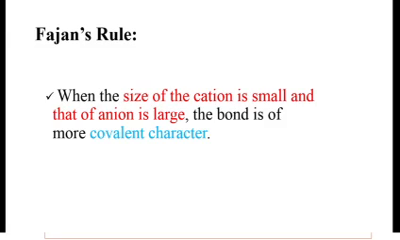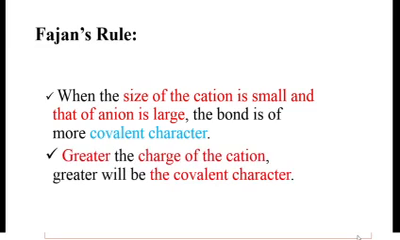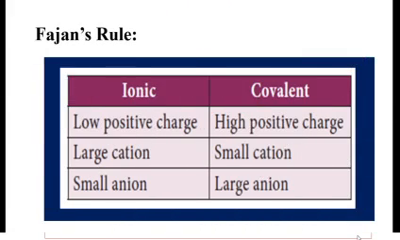If the size of the cation is small and that of the anion is large, then the bond has covalent character. The second thing is, greater the charge of the cation, greater will be the covalent character. Let us see these postulates in a table format. According to Fajan's rules, if it is a low positive charge, then the compound is ionic. If it is a high positive charge, it is a covalent bond.